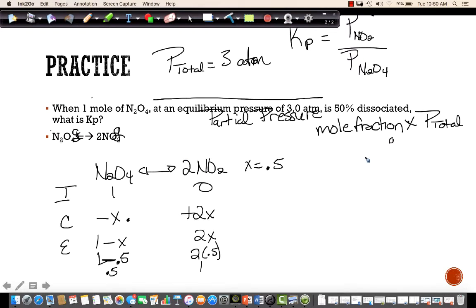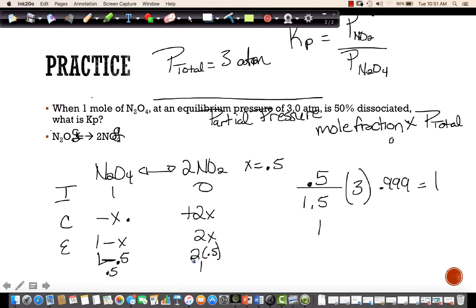So now I can get my mole fraction. So that's going to be my moles of each thing divided by the total moles. Well, total moles should be 1.5. So 0.5 divided by 1.5, and then I'm going to multiply it by the total pressure of 3. So that's going to give me 0.99 here. And really, if this was not an FRQ, I would just round this to 1.